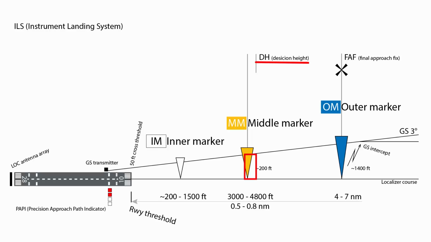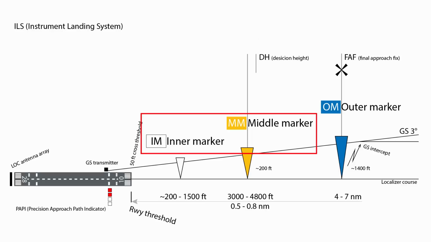The lowest altitude an airplane can descend without having the runway in sight on a precision approach is called the decision height. On a non-precision approach, this point is called the missed approach point. It is mostly equal to or around the middle marker or the inner marker.